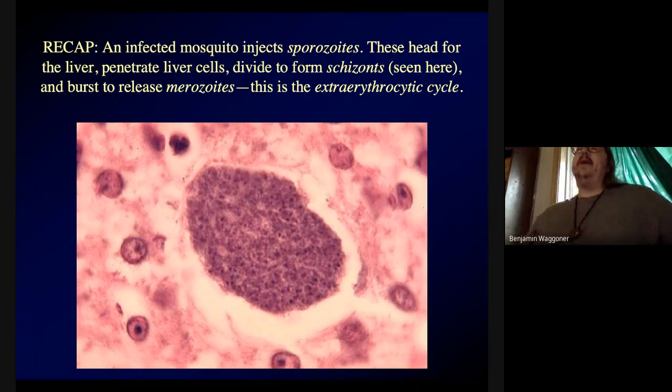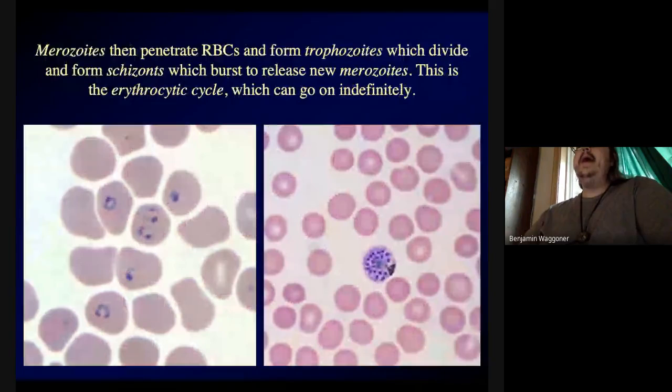This part of the life cycle is called the extra-erythrocytic life cycle. Remember that erythrocyte means a red blood cell, extra means outside of. So this is the part of the life cycle that takes place outside of the red blood cells. And then the merozoites penetrate red blood cells. We're now in the erythrocytic cycle. The merozoites penetrate, transform into trophozoites. The trophozoites, again, you have this stage with the big central vacuole and the nucleus pushed to one side. So this is the ring stage.